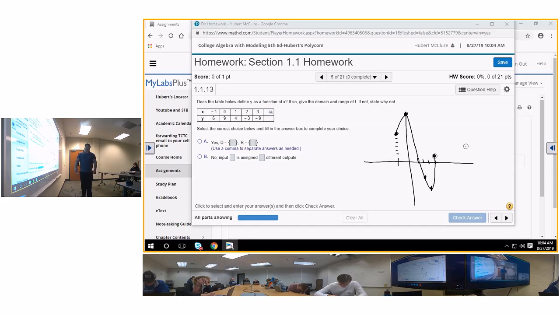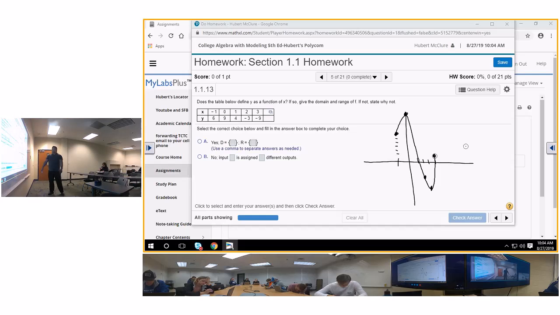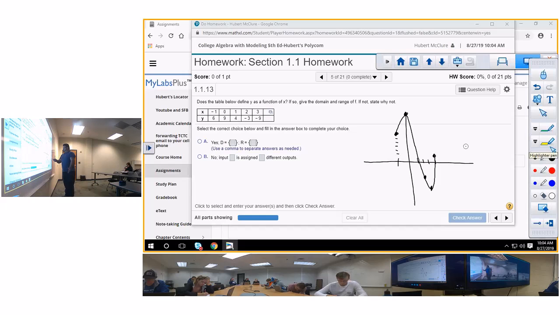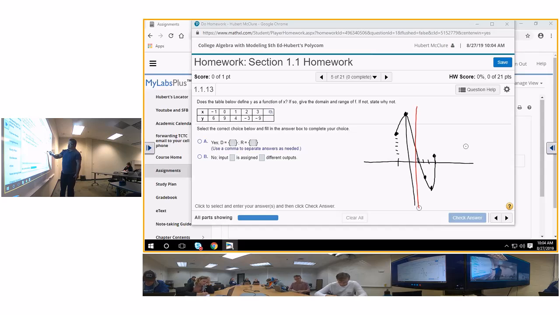So there's my function. Draw a vertical line through it. Most of you should know what the vertical line test is. You should have seen that before. How many times does the vertical line test cross this function? So it is a function. You would say, yes, it is a function.